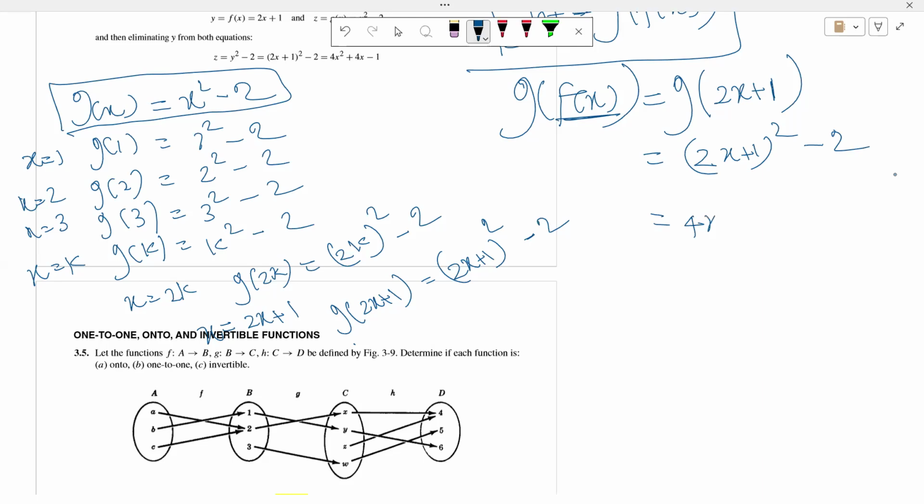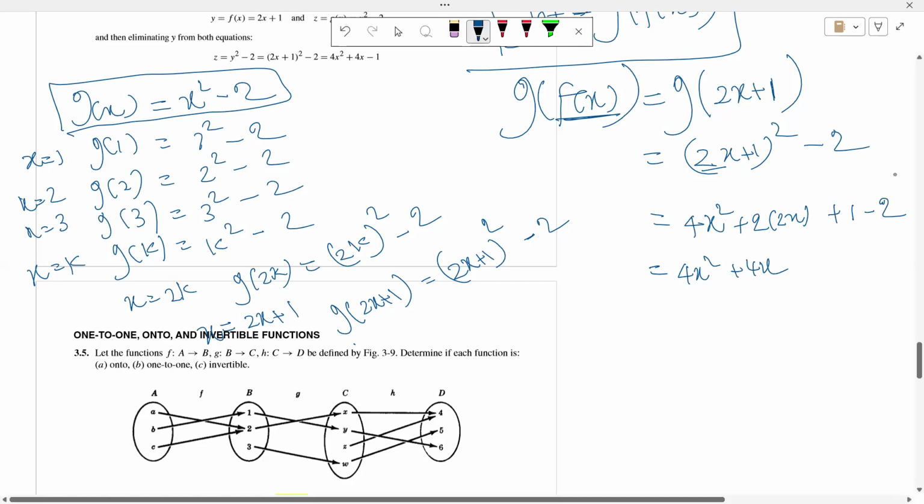So I can write 4x squared plus 2 into a into b, so 2 into 2x into 1, plus 1 to the power 2, 1 minus 2, right? Then I can write 4x squared plus 4x, right? Then this is multiplication, so we don't need to put this one, right? Then 1 minus 2 is minus 1.